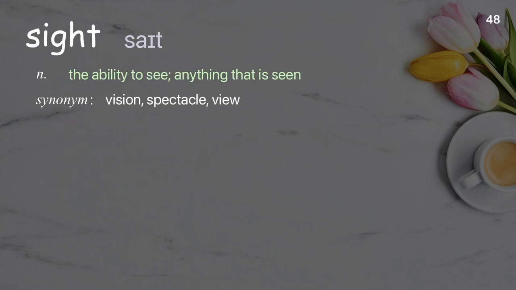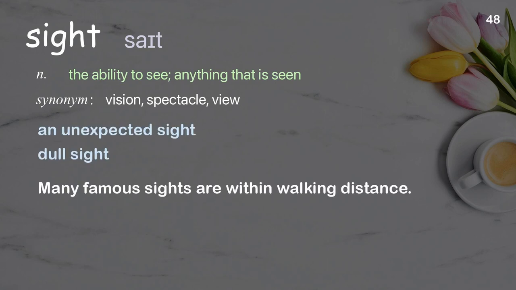Sight: the ability to see, anything that is seen. Examples: an unexpected sight, dull sight. Many famous sights are within walking distance.